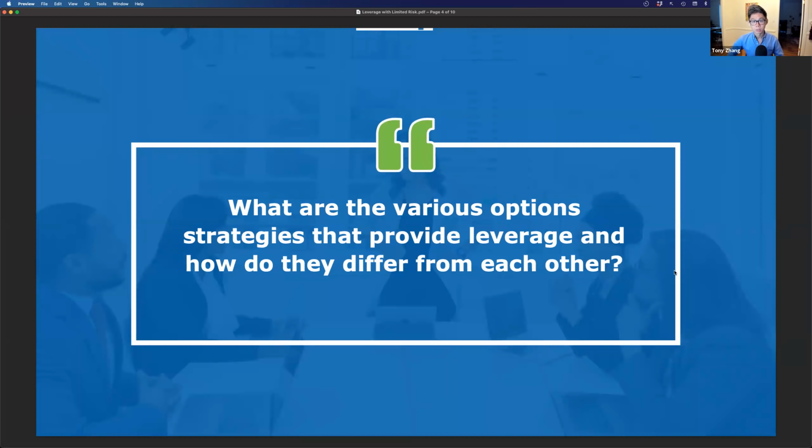But during today's session, the primary thing that I want to help investors walk away with is a clear understanding of what the various option strategies are that can help provide leverage and how they really differ from each other, so that you understand what the trade-offs for each strategy are going to be.